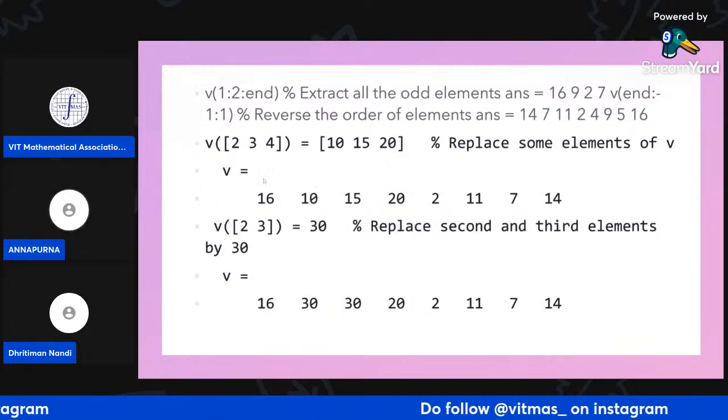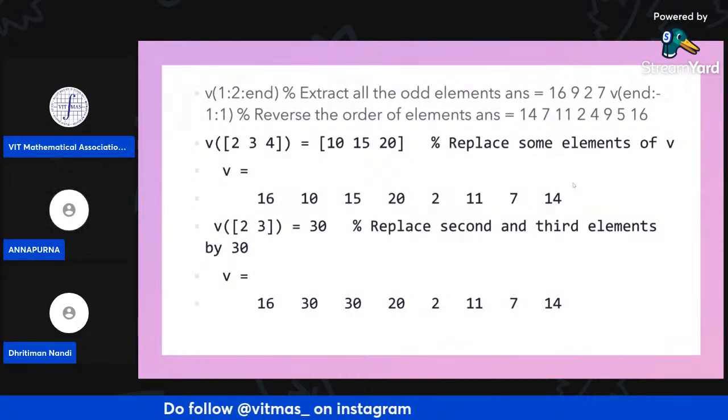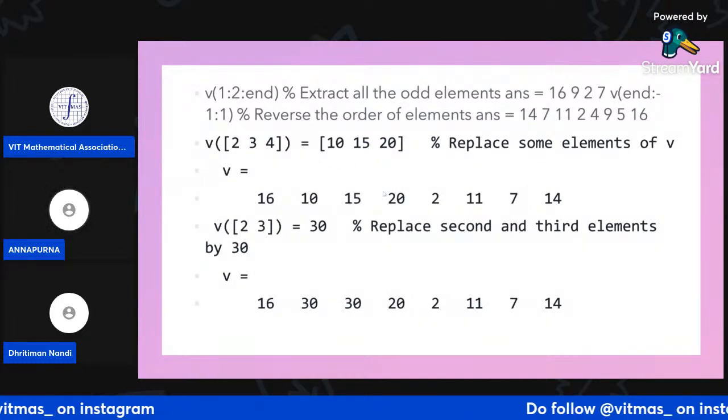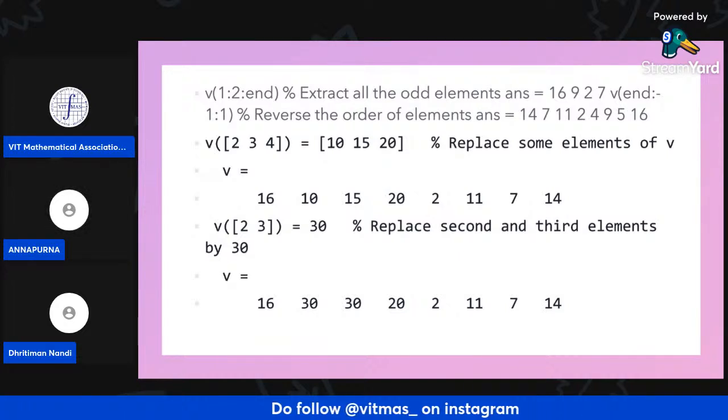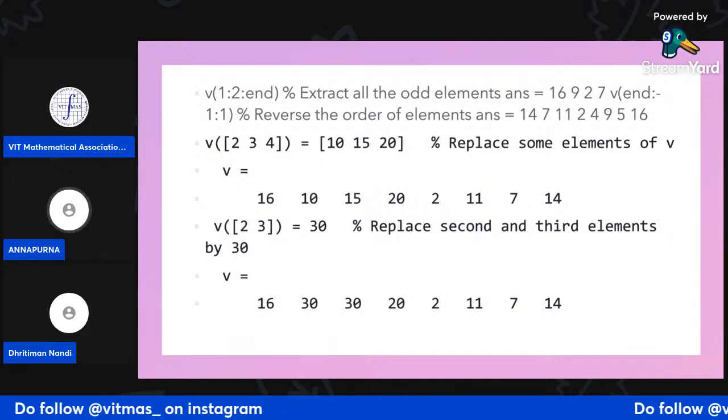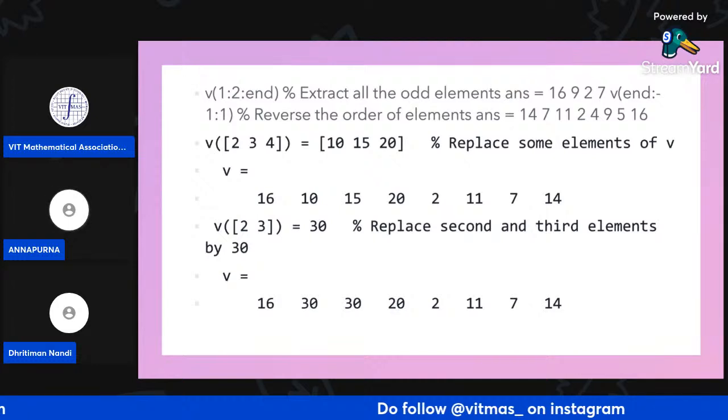You can just look over here in this matrix, you will have an idea what it is, right? The second element has been replaced by 10, third has been replaced by 15, and fourth has been replaced by 20. So similarly, v([2, 3]), if I just give a number 30, that means every single element I am specifying to replace will be replaced by 30. So the second and third element will be replaced by 30.